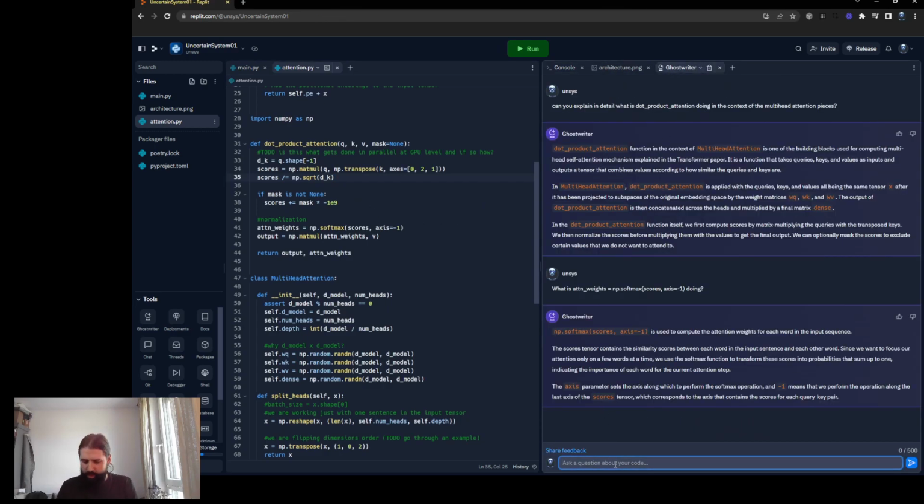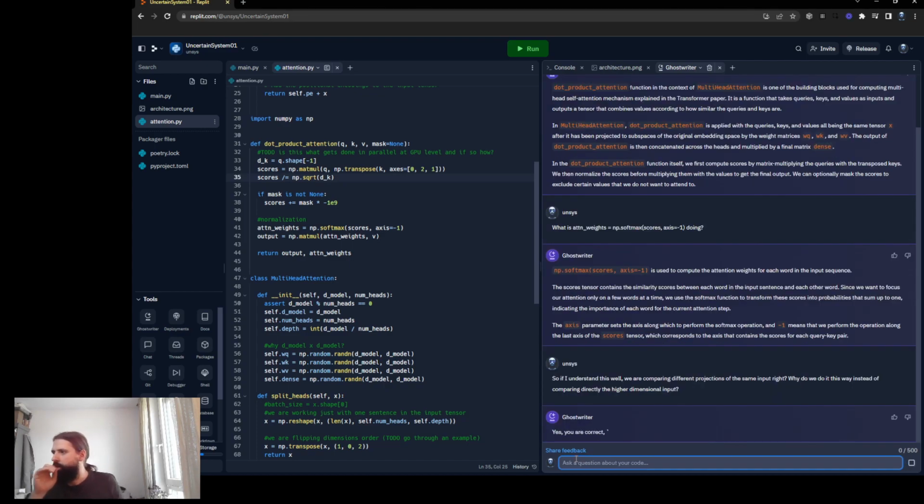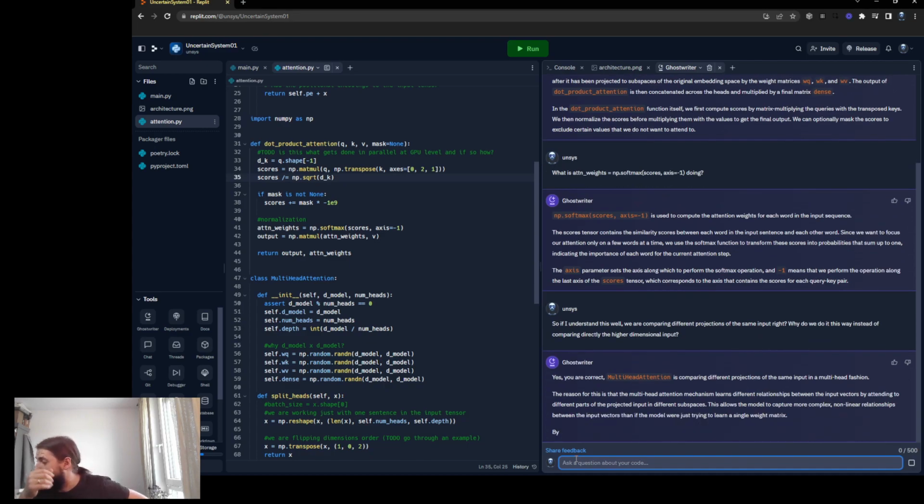So okay, if I understand this well, we are comparing different projections of the same input, right? Why do we do it this way instead of comparing directly the higher dimensional input? So compare different projections of the same input in multi-head fashion.